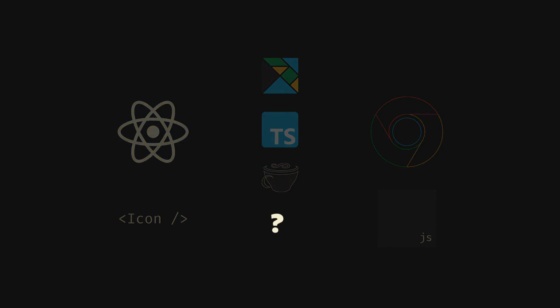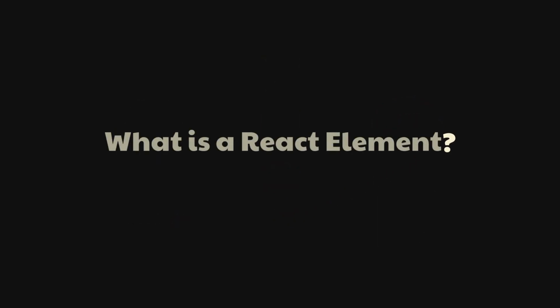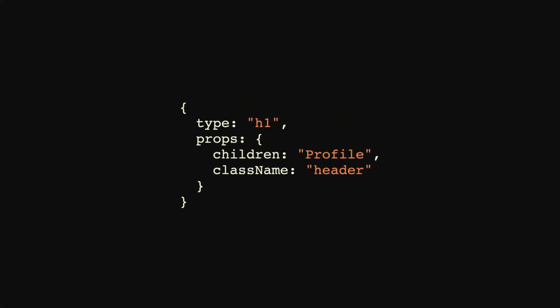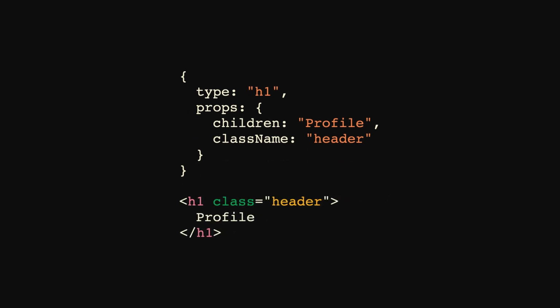The answer lies in what React calls an element. A React element is an object representation of a DOM node. This definition gives us some interesting insight into how React works under the hood. An element isn't a DOM node. Instead, it's an object representation of it. This React element being an object representation of a DOM node that looks like this.